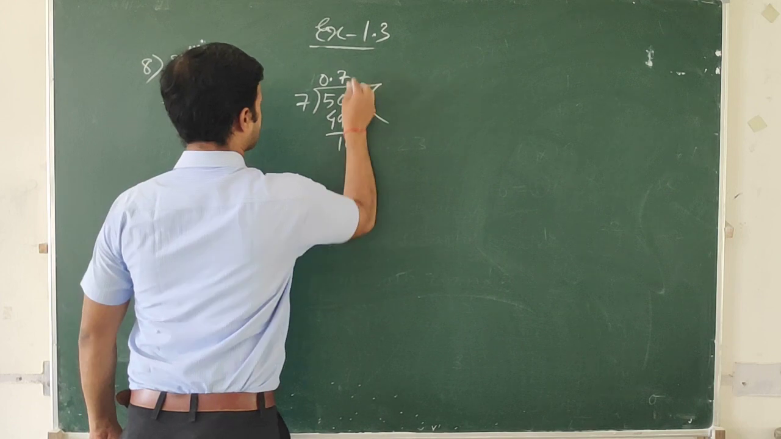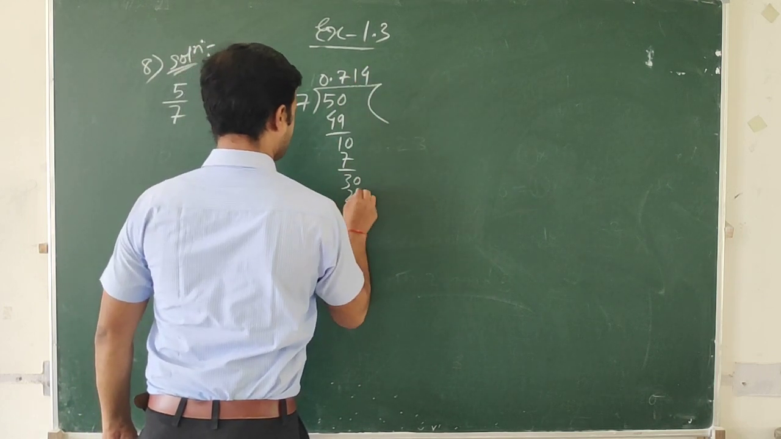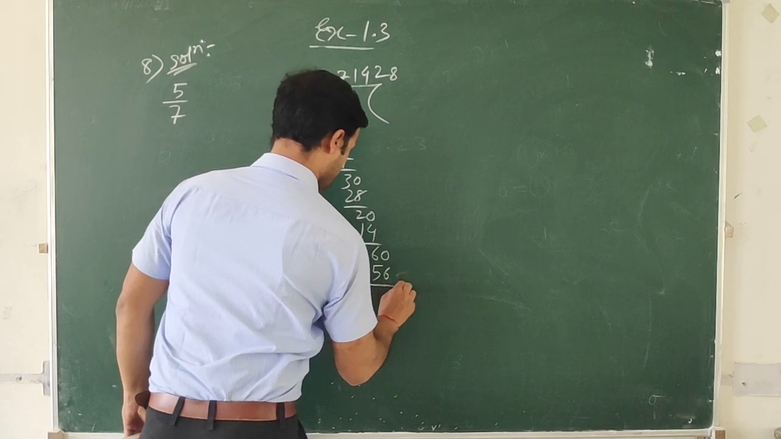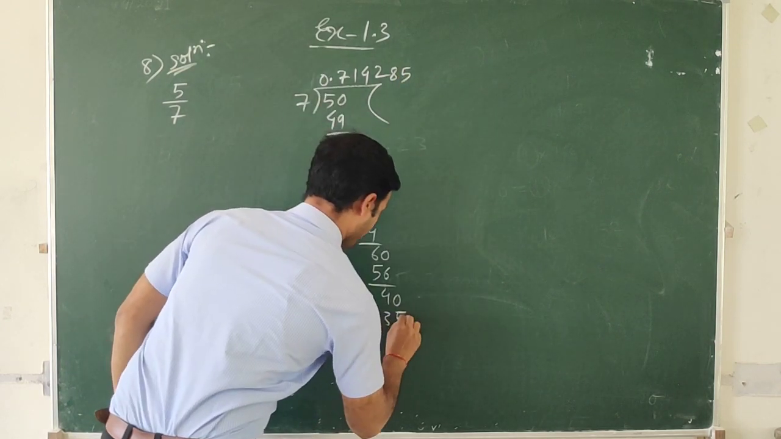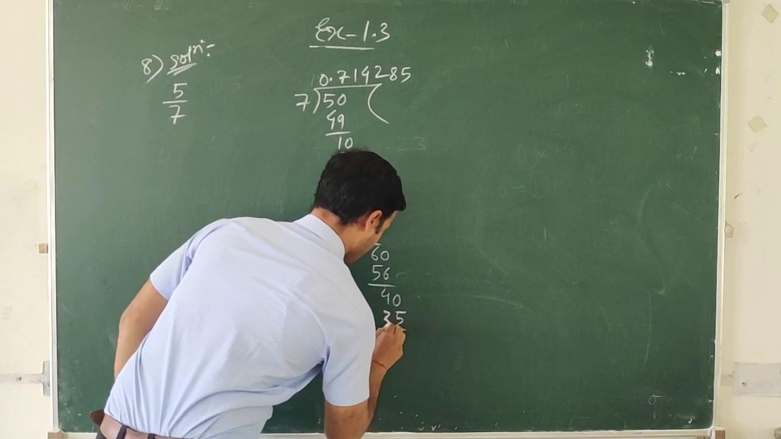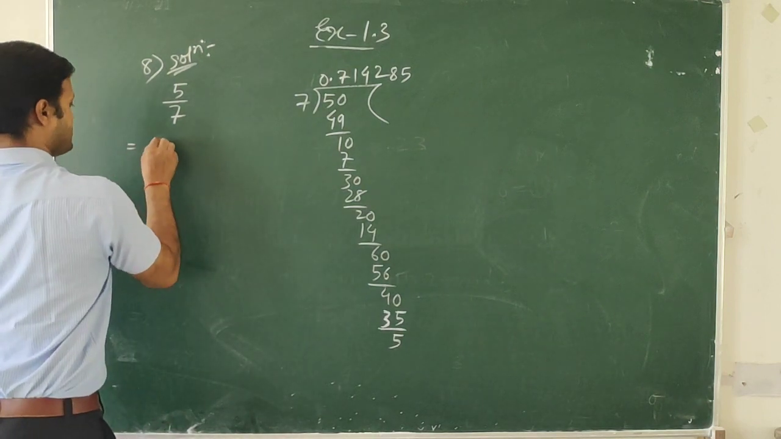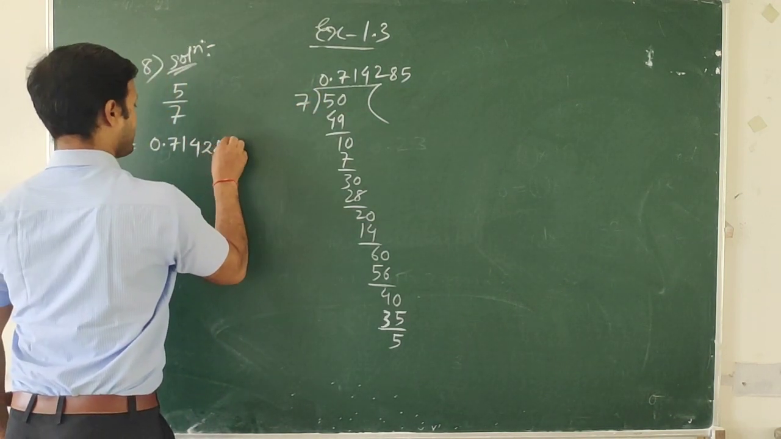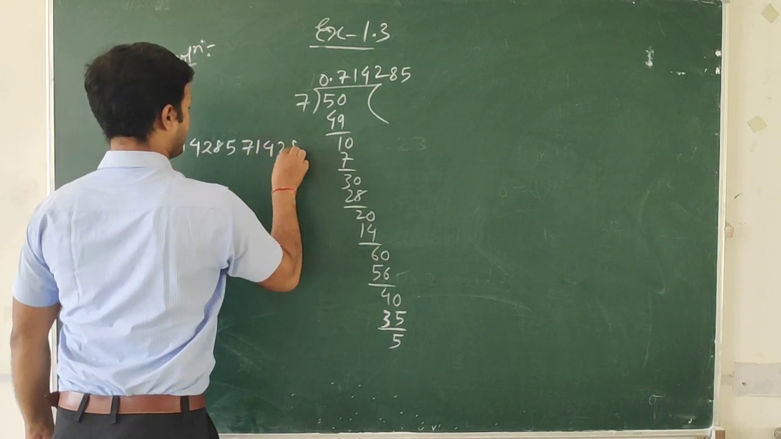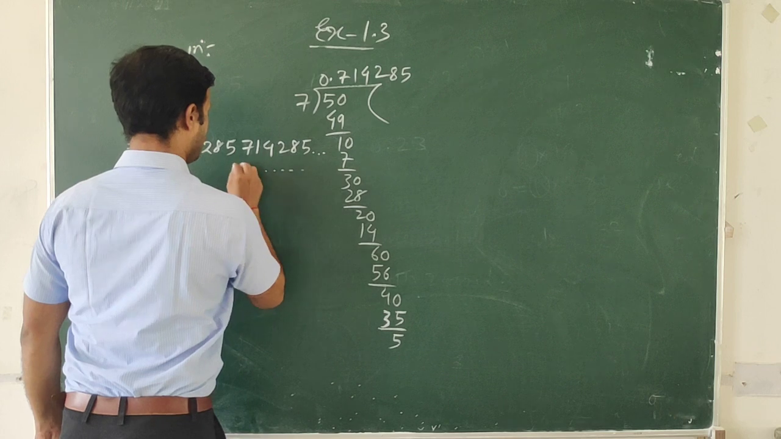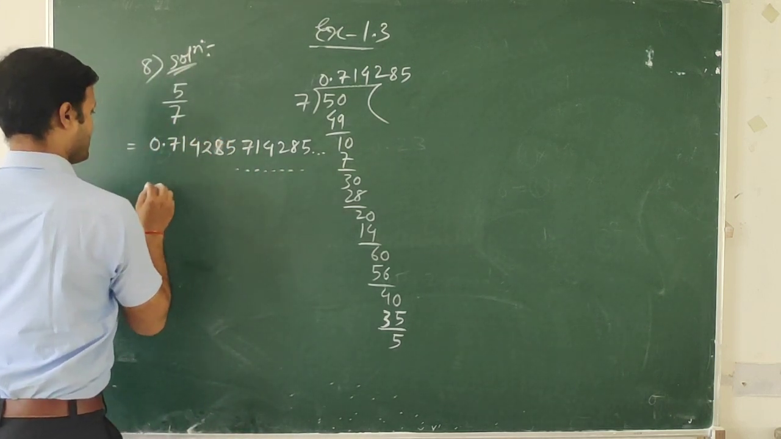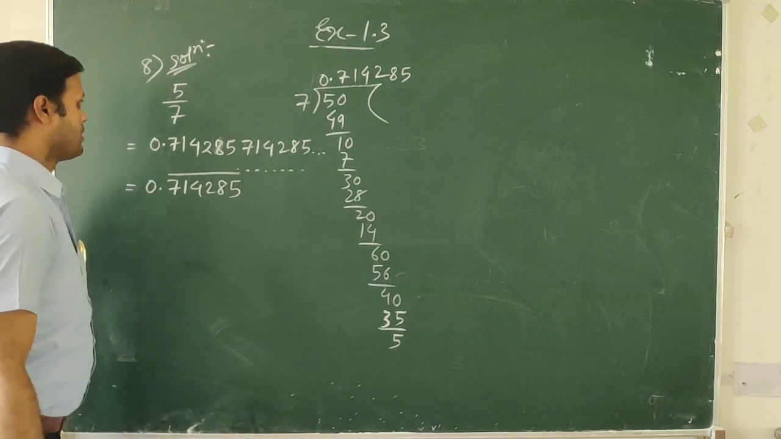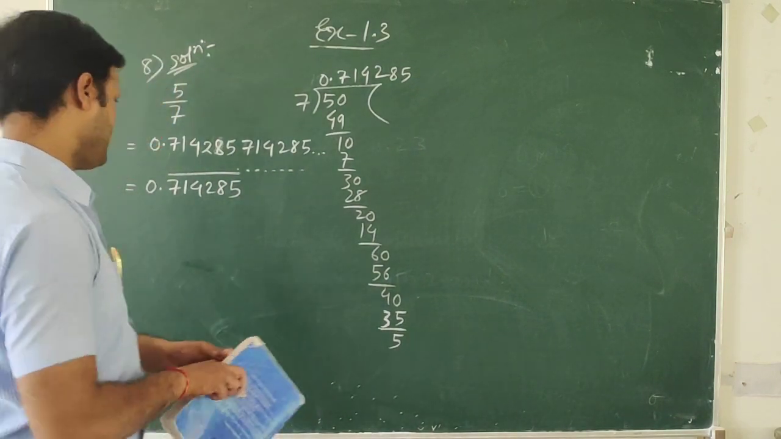Okay, so this will be 0.714285, with the bar over 714285. 0.714285 bar.